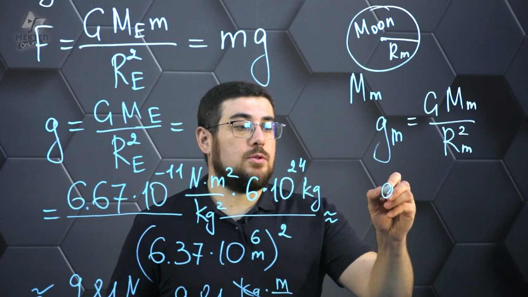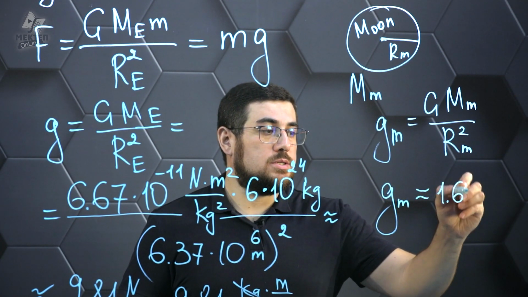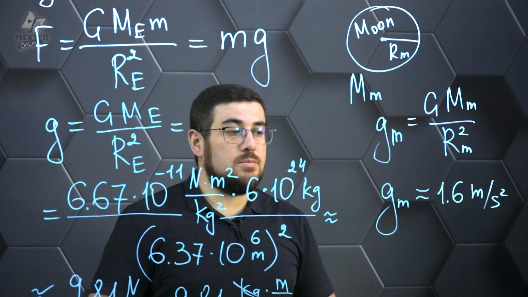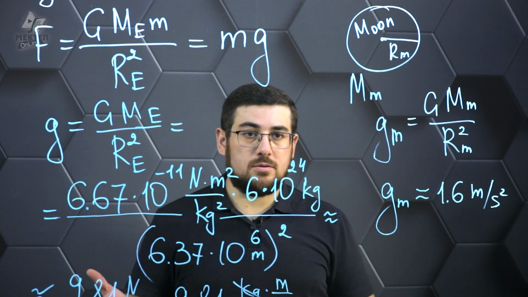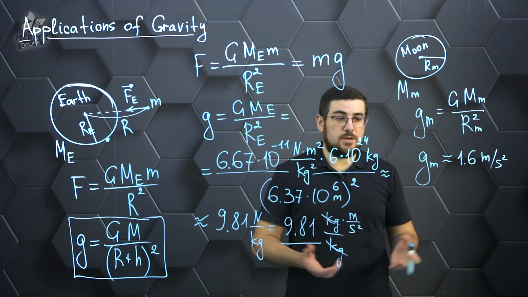Accordingly, after substitution, you and I will get a value for the acceleration of free fall of about 1.6 meters per second squared. So this free fall acceleration is about 6 times less than on Earth, so the Moon's gravity is about 6 times less than on Earth.